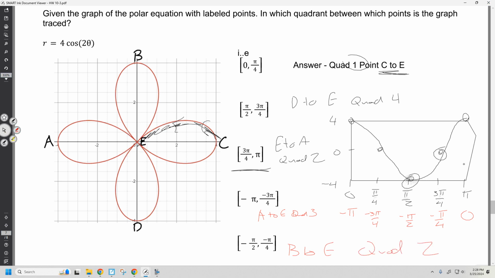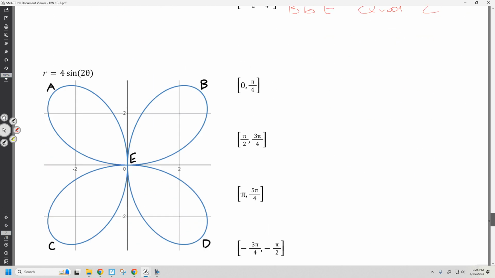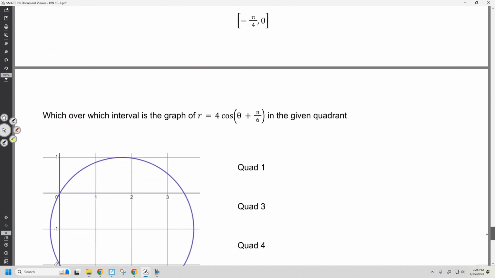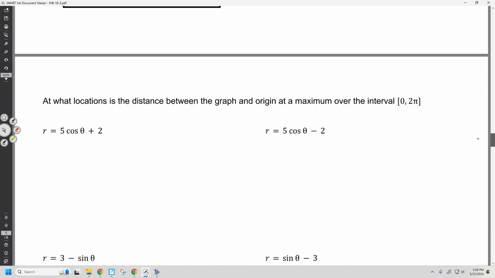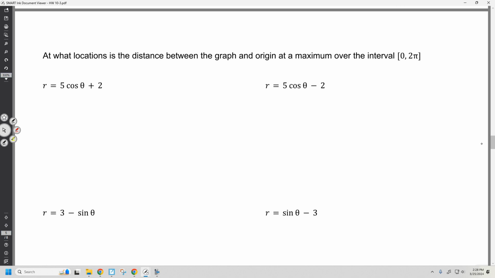Okay, so this is the challenges guide. Now, one more question coming at you. We'll go right here, which will happen a lot. At what locations is the distance between the graph and the origin at a max? The top of the parabola. That's a great call. Okay, so here I got two.